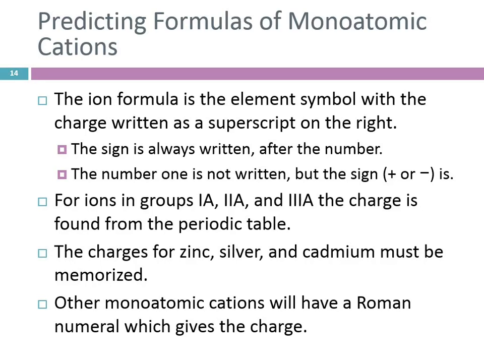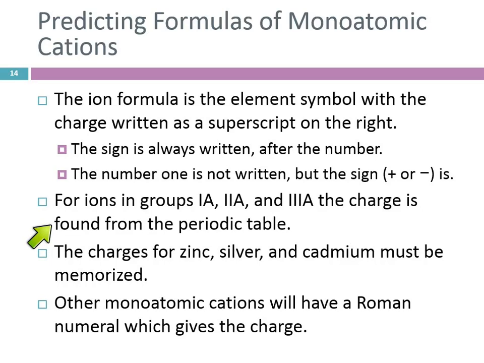Predicting formulas for the monatomic cations. Kind of already covered a lot of this. The ion formula, the formula is the shorthand. It's just the element symbol with the charge written as a superscript on the right side. And yes, it matters. It has to be a superscript, which is above, like Superman flying over the city. And we have to include the charge. The sign is always written but it's written after the number, not before. The number 1 is not written, but the sign plus or minus is.